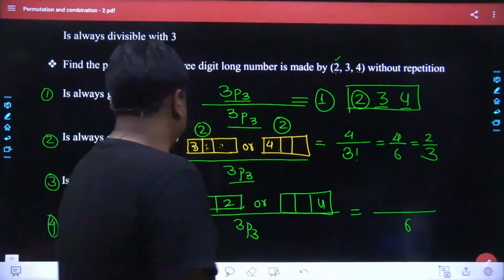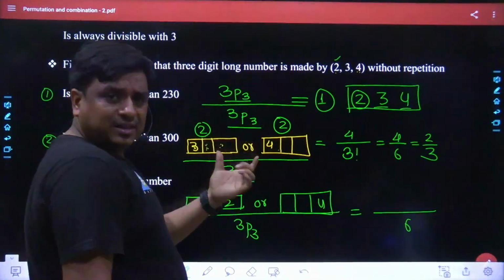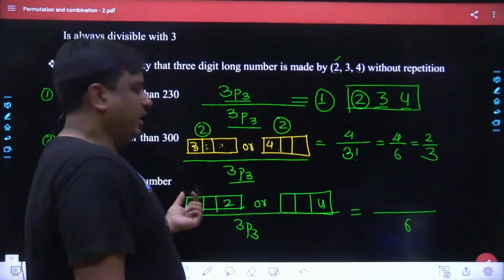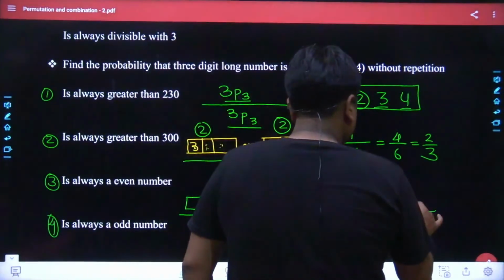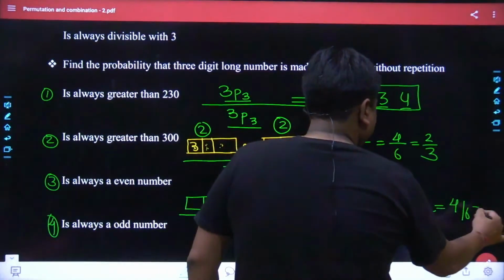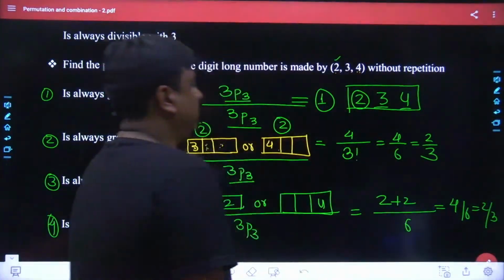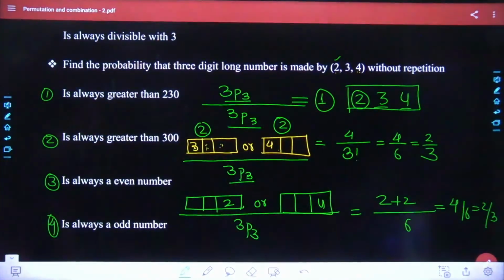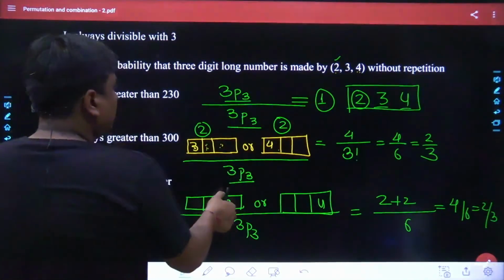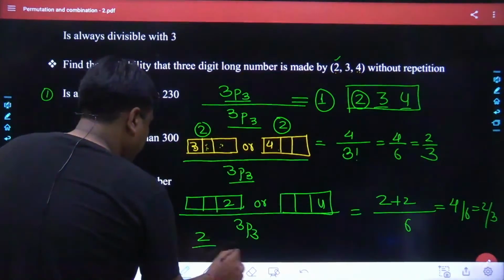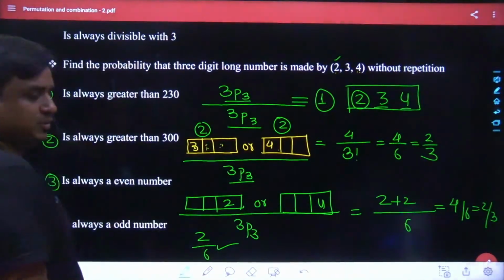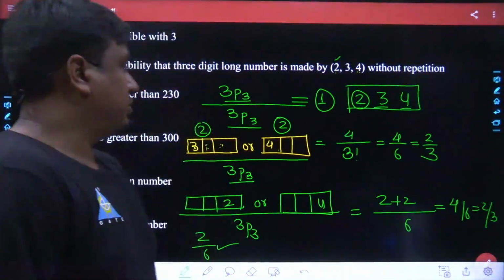How many different ways could these 2 blocks be filled with 2 digits? Obviously the sequence also makes sense. It is 2P2, or 2 into 1. Put together it's 2 plus 2. It is again 4 by 6, which stands for 2 divided by 3. Is always an odd number. That means the unit place is fixed with 3. That is it. And now this is left with 2 divided by 6.